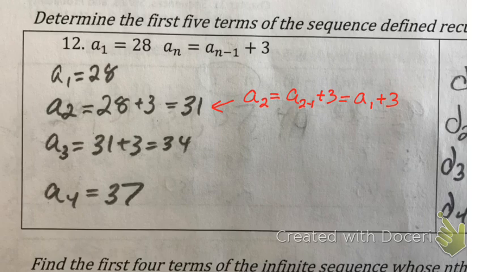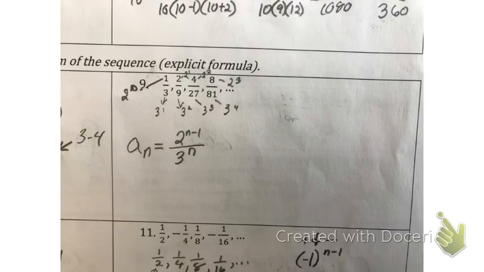All right, number 9. Number 9 has 1/3, 2 9ths, 4 27ths, and 8 81sts, and so on, and so on, and so on. So the top and bottom turn out to actually be powers. The bottom ones are powers of 3, and the top ones are powers of 2. So 3 to the first gives me that 3. 3 squared gives me that 9. 3 to the third equals 27. 3 to the fourth equals 81.